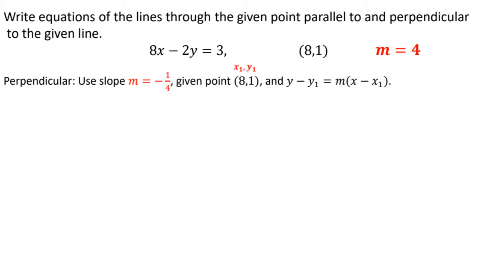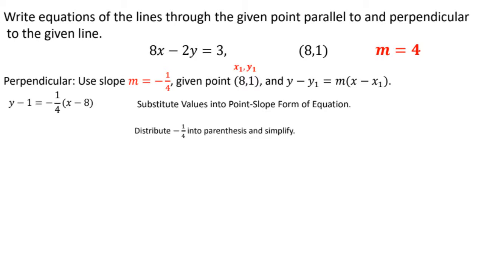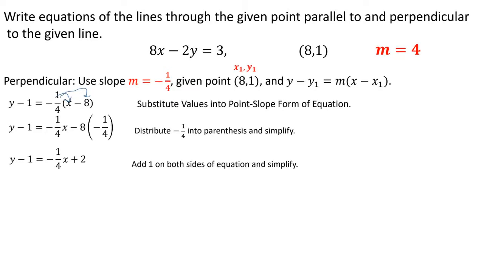Now that I have the perpendicular slope, I can use my point-slope formula again to get my equation. So we're just going to go ahead and substitute just as we did before. Substitute into our equation and distribute our negative 1/4 on the right side. We're going to get y minus 1 is equal to negative 1/4 x plus 2. The last step is add 1 on both sides. And when I do that, I get y equals negative 1/4 x plus 3.